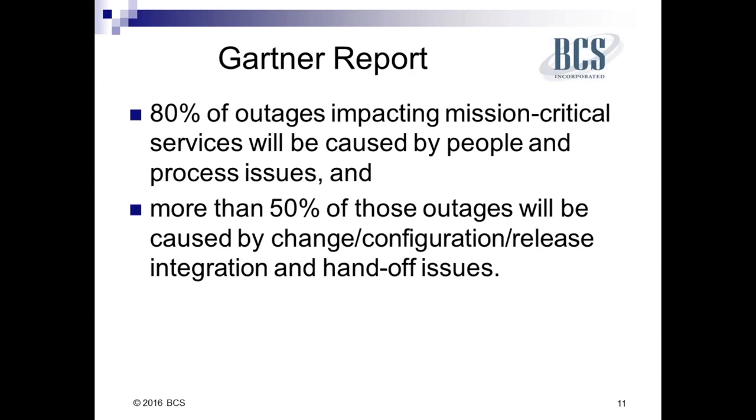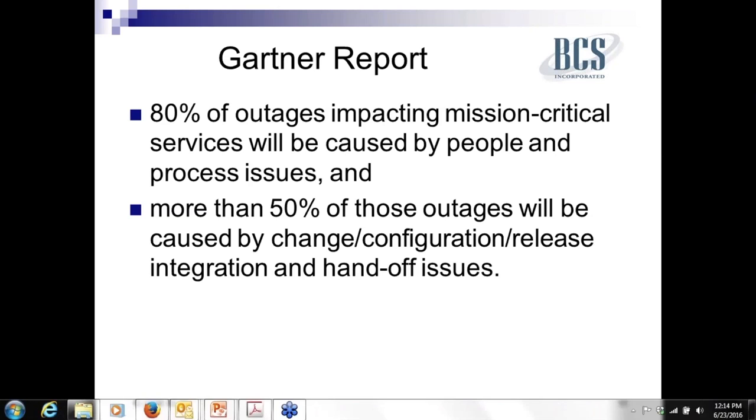Gartner also does some studies, and I'll just highlight a couple of things here. Again, most of these will be in the attachments and references, and I'd encourage you to read those. Gartner's saying really 80% will be caused by people or process. We're human beings, we're limited, we're doing more with less, we're under pressure. They're also saying half of those outages would be with change control or new releases or integrations or handoff issues, which I find very interesting because the intent of that is to avoid those issues.